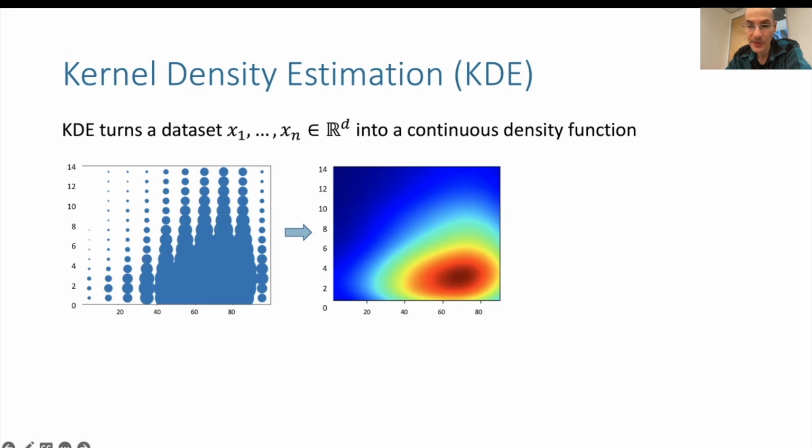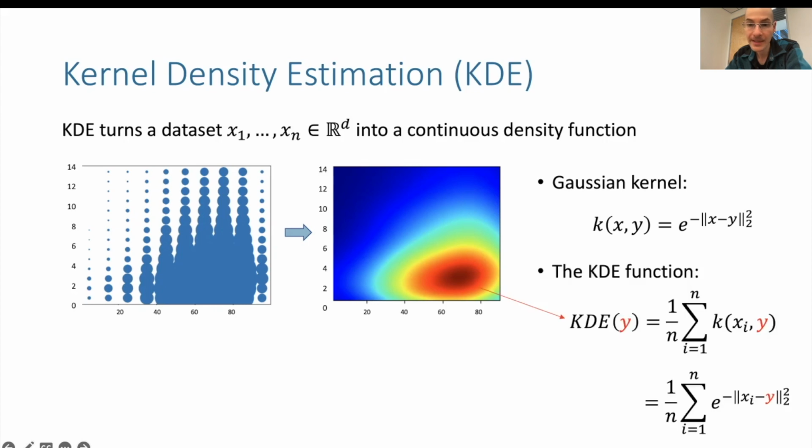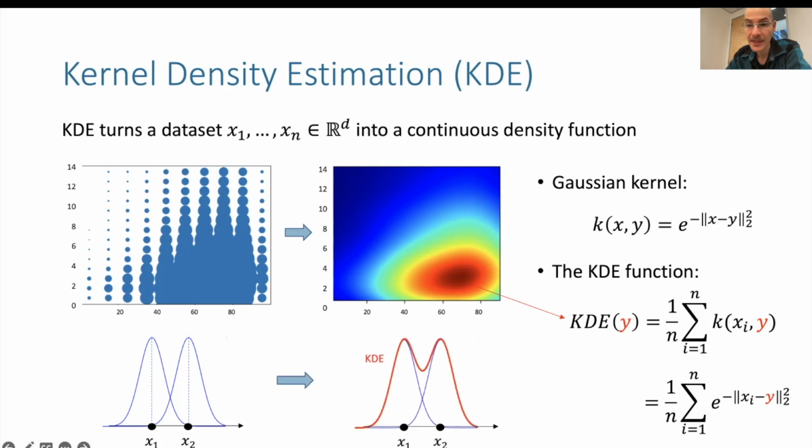And this is done as follows. We take the Gaussian kernel, which measures the similarity between every pair of points in R^d as e to the minus their squared Euclidean distance. And then we define the KDE at each point as the average of its Gaussian kernel similarity with every point in the dataset. This is equivalent to placing a Gaussian centered at each of the data points, and then the KDE is just a mixture of those Gaussians.